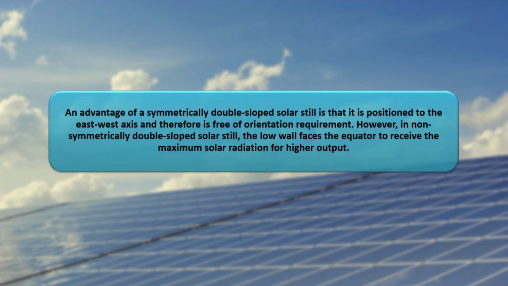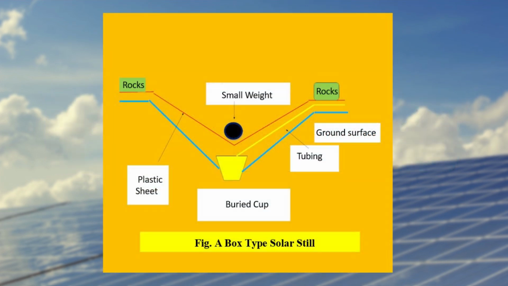An advantage of the symmetrical double slope solar still is that it is positioned on an east-west axis and therefore it is free of orientation requirement. However, in the non-symmetrical double slope solar still, the low wall faces the equator to receive the maximum solar radiation for higher output. Two basic types of solar still are box and pit type. In solar still, impure water is contained outside the collector where it is evaporated by the sun through the plastic. Here you can see in the figure.